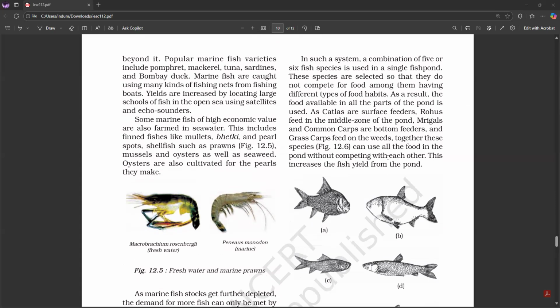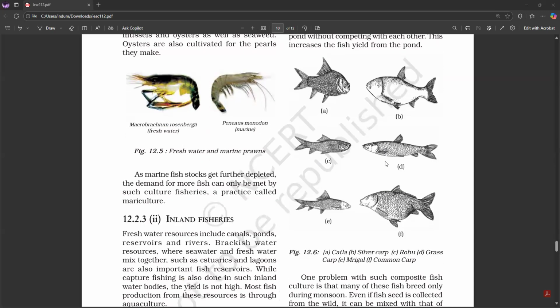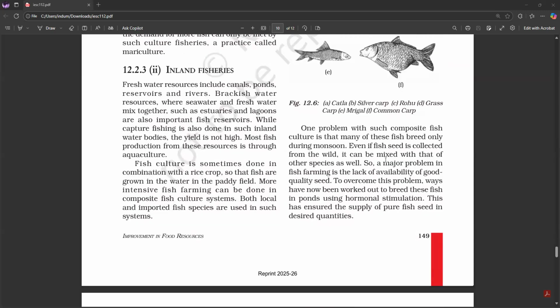As catlas are surface feeders, rohus feed in the middle zone of the pond, mrigals and common carps are bottom feeders, and grass carps feed on the weeds. Together, these species can use all the food in the pond without competing with each other. This increases the fish yield from the pond.